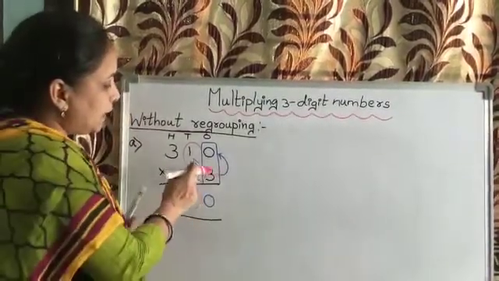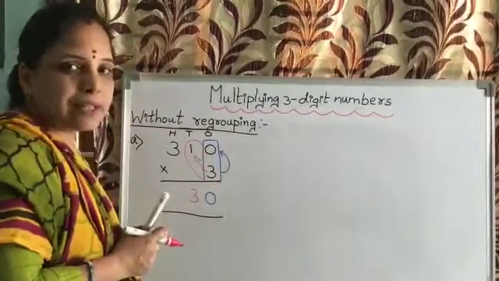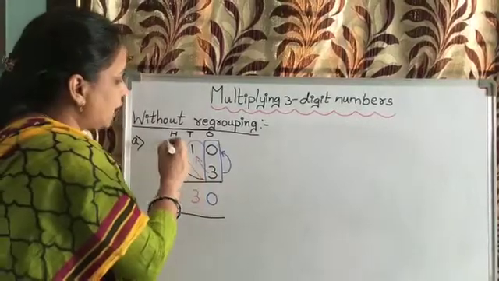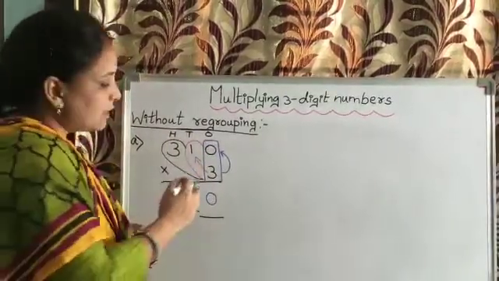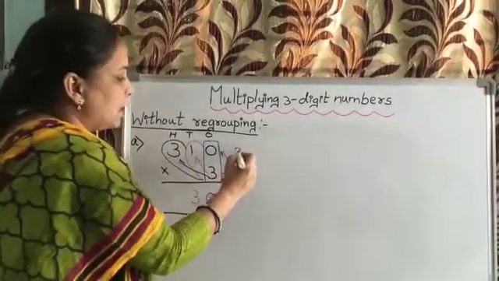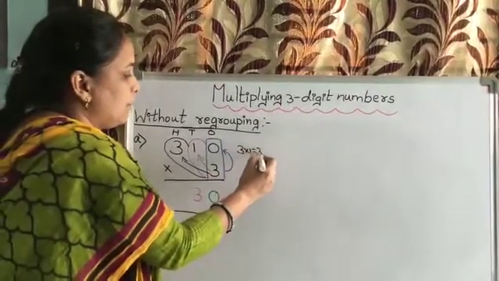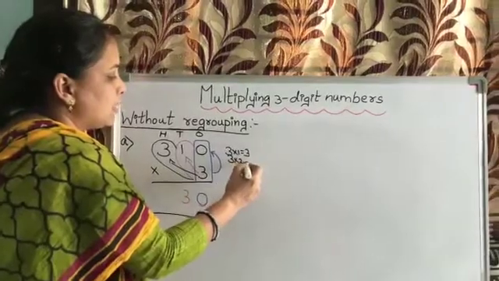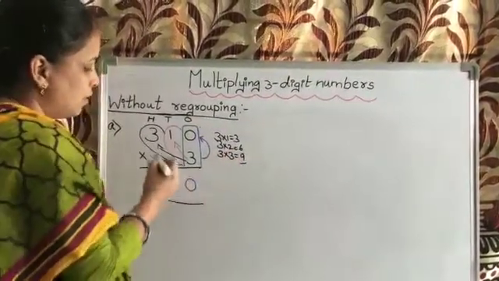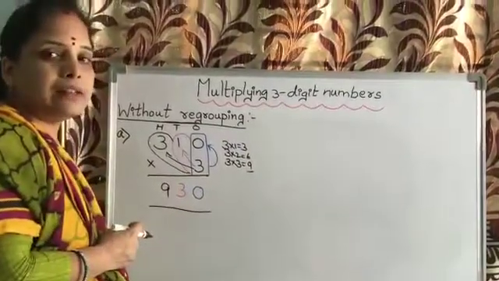Now after completing multiplication with tens place digit, we have to do multiplication with hundreds place digit, children. That means you have to multiply 3 and 3 here. That means 3 1s are 3, 3 2s are 6, 3 3s are 9. So the answer is 930.